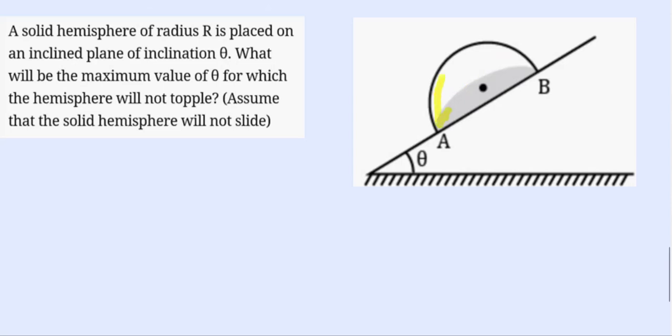This is the hemisphere that we have. Where will the center of mass of the hemisphere be? Solid hemisphere, I think this is very important, that particular thing is needed. So the center of mass of a solid hemisphere is at a distance of 3r/8.